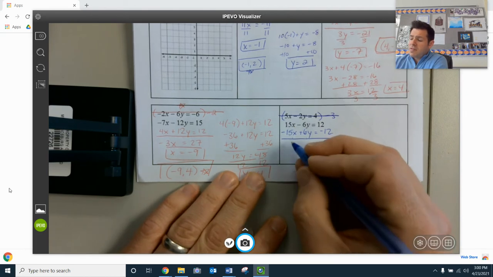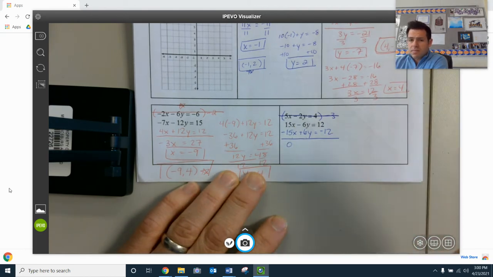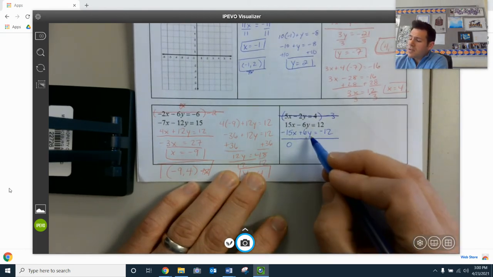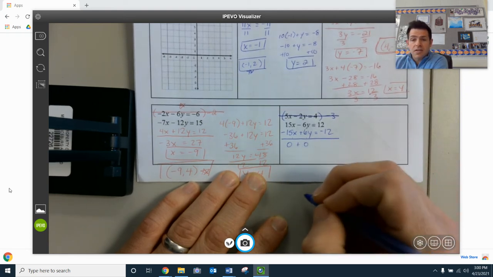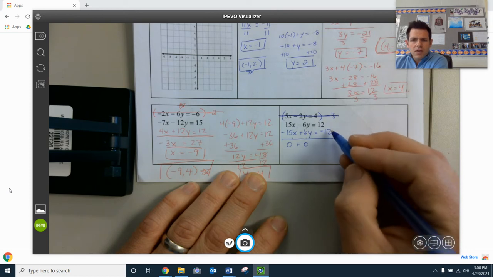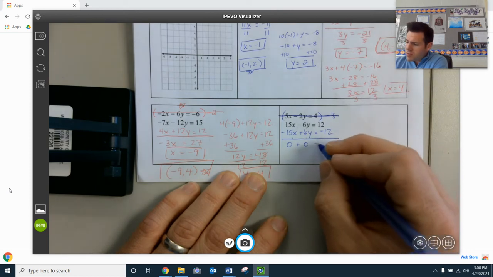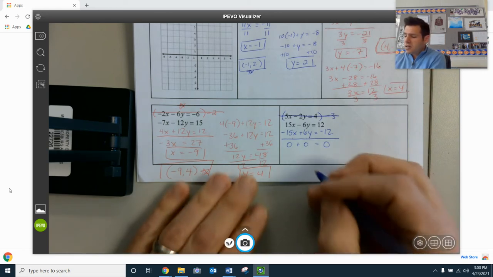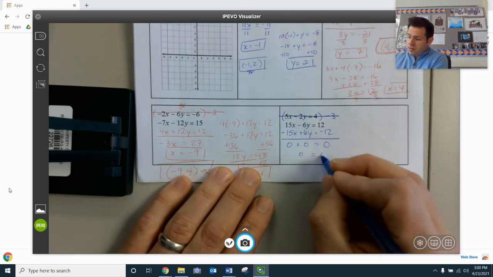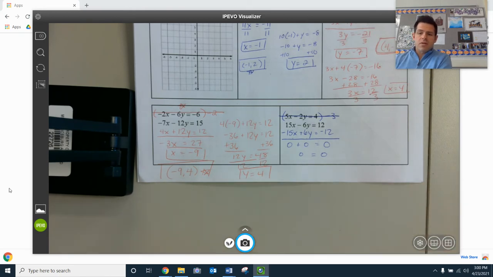So 15x minus 15x would be 0x, which is 0. Negative 6y plus 6y would be 0 as well, 0y, which is 0, since 0 times anything is 0. And then finally, 12 plus a negative 12 would also be 0. So we no longer have any variables left over to solve for in this problem. We only have 0 plus 0 is 0, and we have 0 is equal to 0.